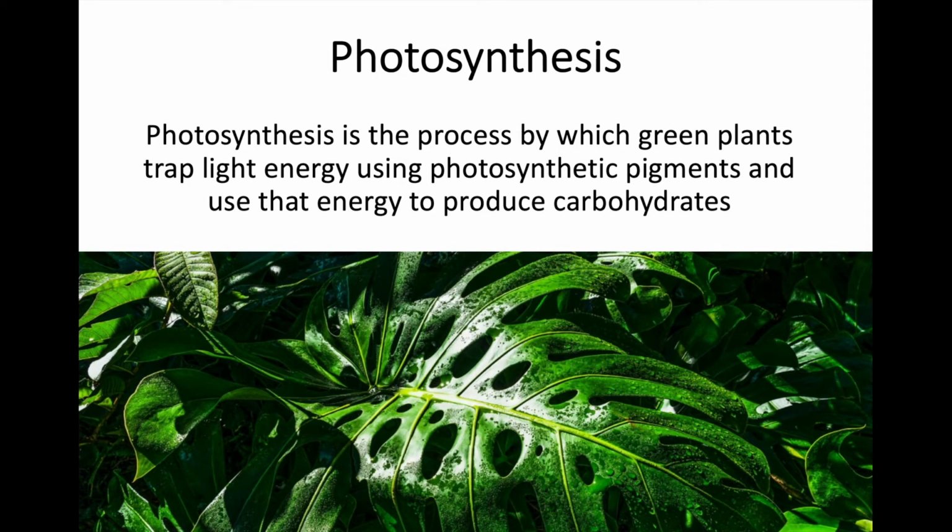So, we've discussed photosynthesis before in National Applied Biology. A lot of this system is going to be very similar. We're obviously just going to go into a lot more detail in higher. So first of all, photosynthesis. It's the process by which green plants trap light energy using photosynthetic pigments. And we're going to be looking at what these pigments are. And they use that energy to produce carbohydrates.